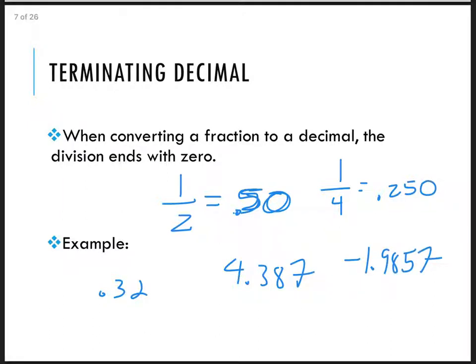-1.9857. It ends, because you could put a 0 after it if you want to, right? That is a terminating decimal. It ends, it terminates. Like the Terminator, right? That's where that comes from. It ends everything. Robots are bad.